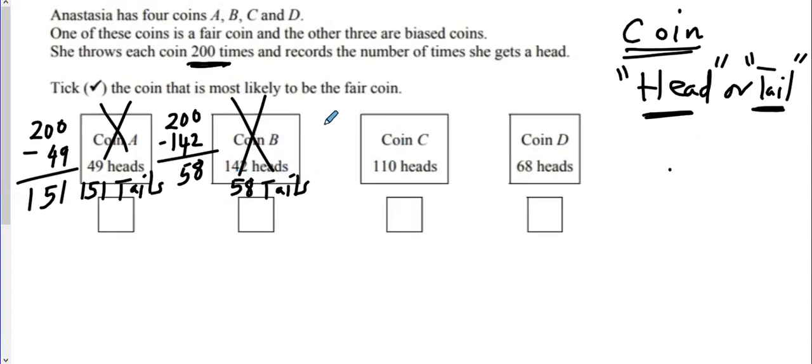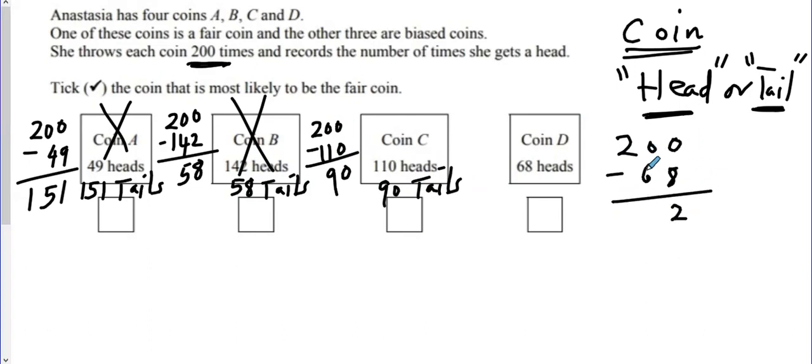How about this coin? We subtract 200 minus 110 to see how many tails there are. So we have 90 tails here. At least this coin may be fair. Let us try this coin. 200 minus 68 gives us 132 tails, making a total of 200.